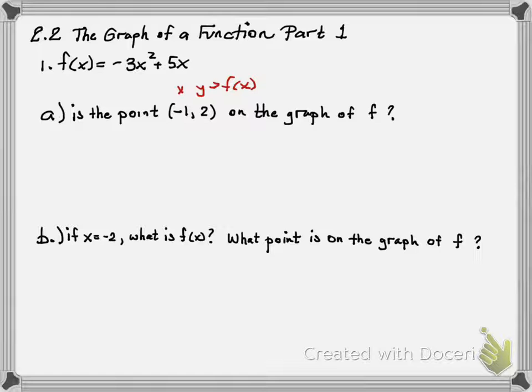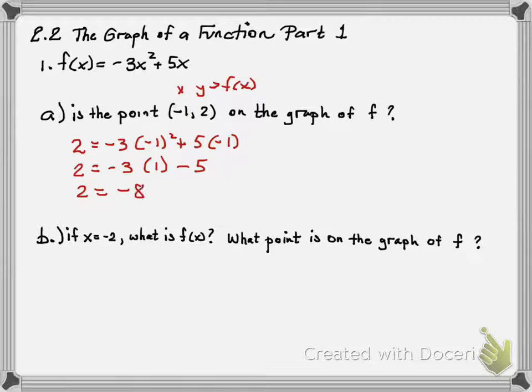So instead of f of x, 2 equals negative 3 times negative 1 squared plus 5 times negative 1. All right, we're going to work this out and see if the left side matches the right side of this equation. All right, so is 2 equal to negative 3 times 1, right? Negative 1 squared is 1. And then plus 5 times negative 1. All right, so 2 equals, and then negative 3 times 1 is negative 3, and minus 5 is negative 8. All right, so 2 is not equal to negative 8, which means that we're going to say no.